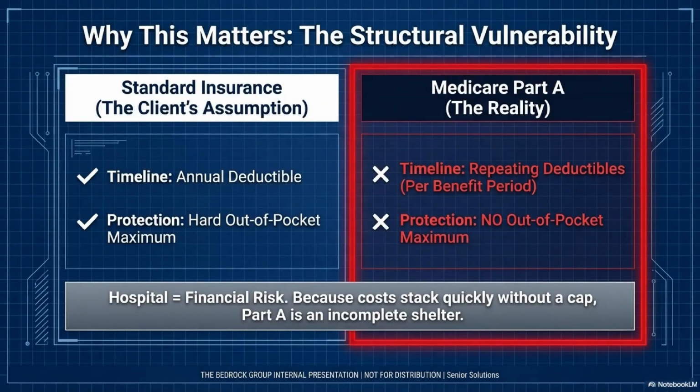Let's compare this to how standard insurance typically works. With most private insurance, there's usually an annual out-of-pocket maximum that caps your total spending. Once you hit that cap, the plan covers everything else. Medicare Part A does not work this way. There is no annual out-of-pocket maximum. The benefit period structure means costs can reset and accumulate repeatedly. And once those 60 lifetime reserve days are exhausted, your client is responsible for 100% of hospital costs. That's the structural vulnerability that sets Medicare apart from standard insurance, and it's exactly why supplemental coverage matters.